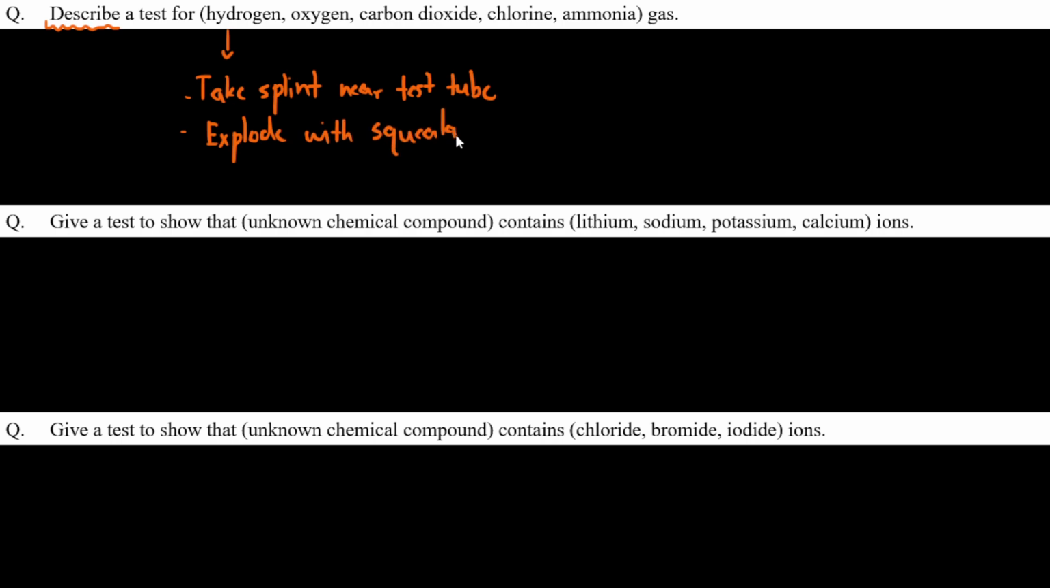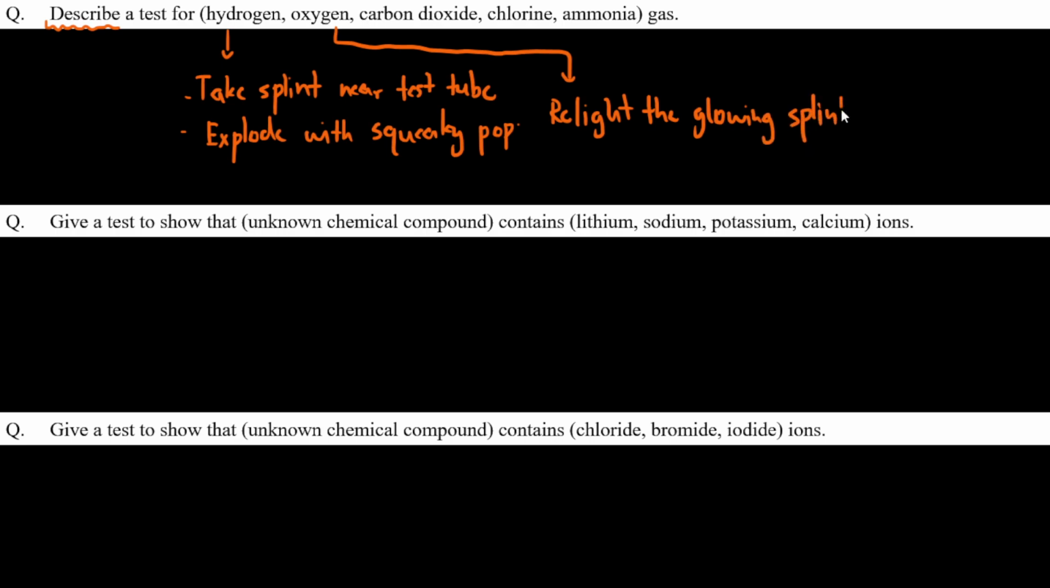Let's say your test is for oxygen. What you will do is take your splint near the test tube and it will reignite. It will relight the glowing splint. In the same way, for carbon dioxide, chlorine, or ammonia gas, if it is a describe type of question, you need to tell them what you're going to do.